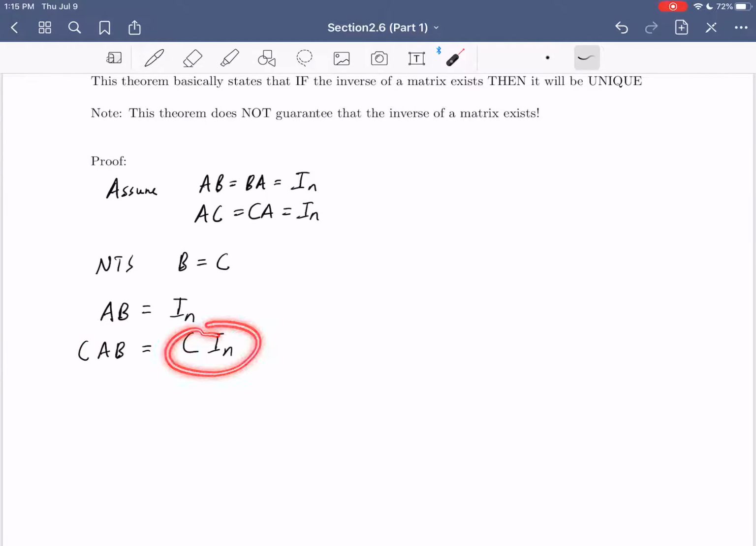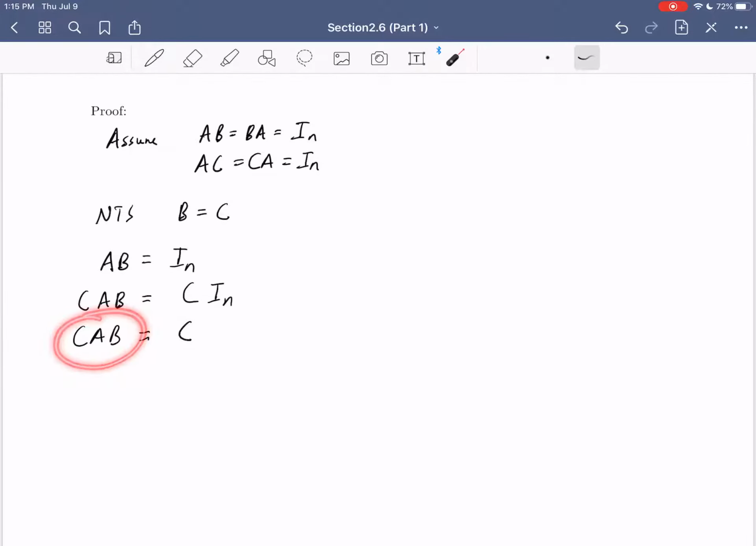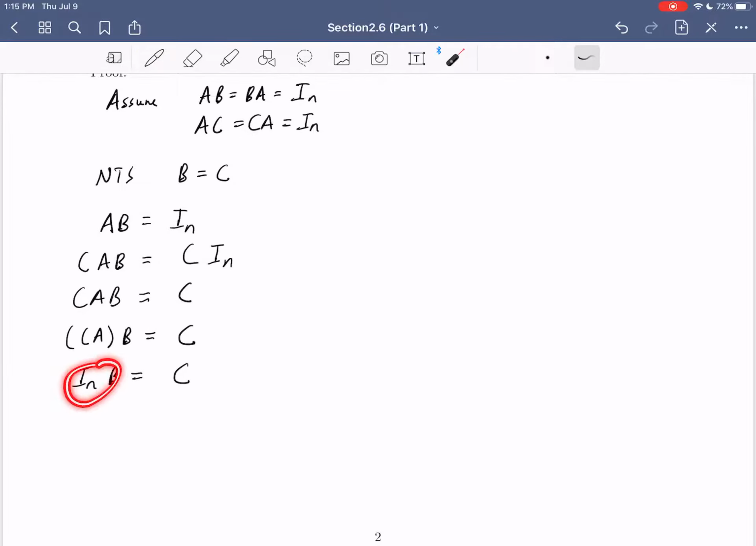Now this right-hand side, we could of course simplify as just C. So we have CAB is equal to C. Then, on this left-hand side, notice that since matrix multiplication is associative, we could view this as (CA)B equals C. And then by assumption, CA is equal to I_n, so we can replace that as I_n B is equal to C. And then, of course, I_n times B is B, so B equals C.